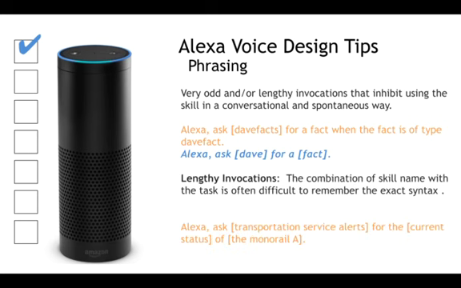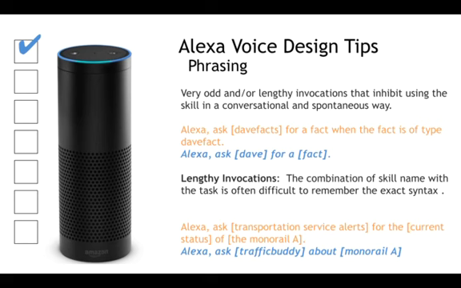You also don't want to do lengthy invocations. Saying something like, "Alexa, ask transportation service alerts for the current status of the monorail A" is very hard to remember, and it's also a mouthful. So you could say something like, "Alexa, ask traffic buddy about monorail A." That would, in a sense, convey the exact same message, but in a friendlier way.